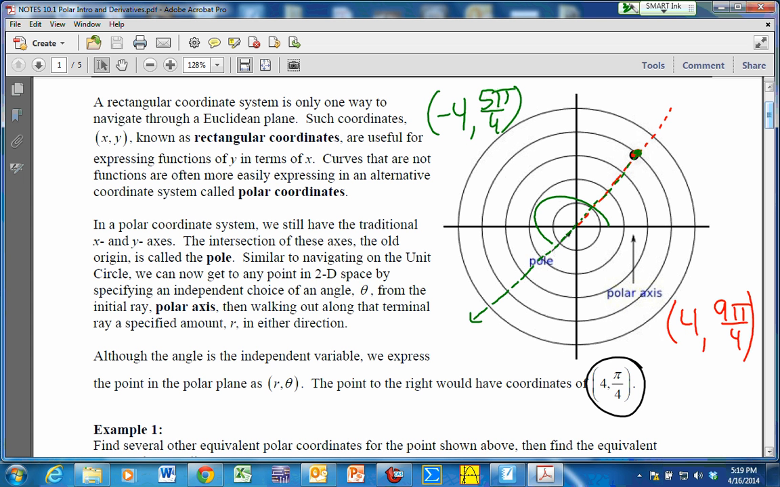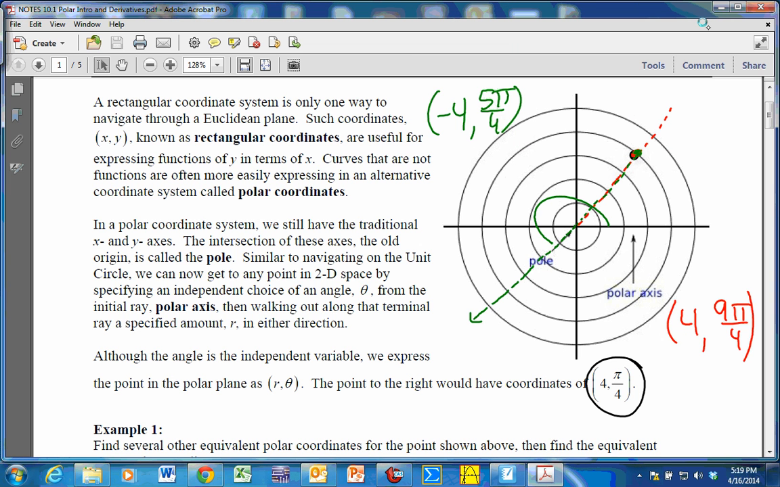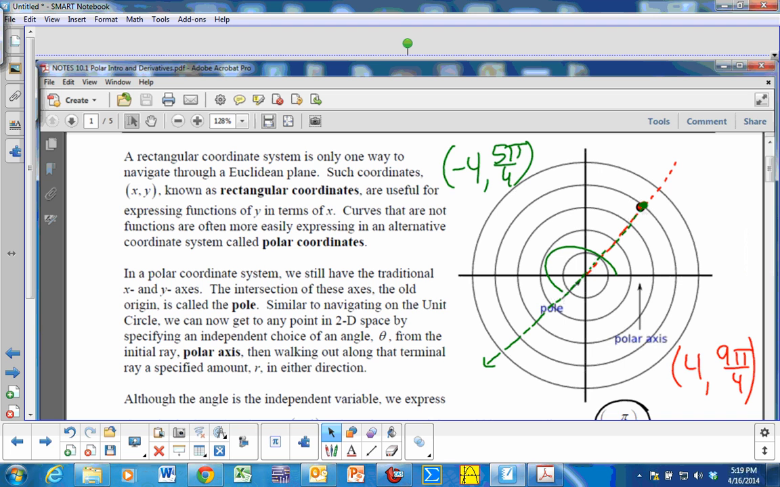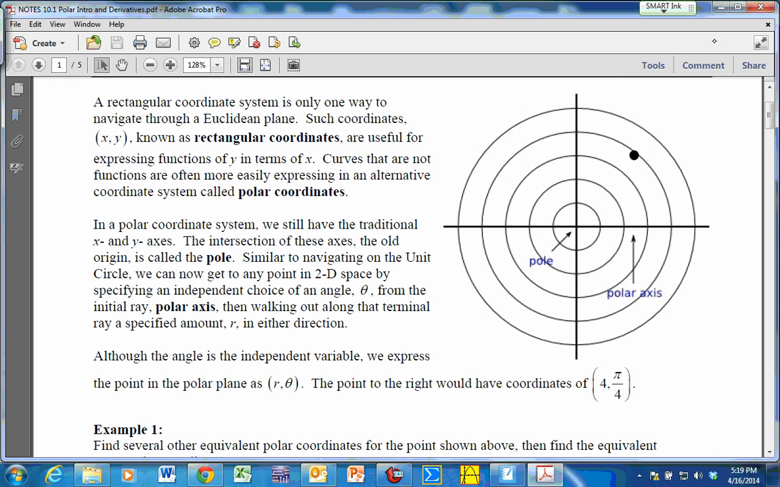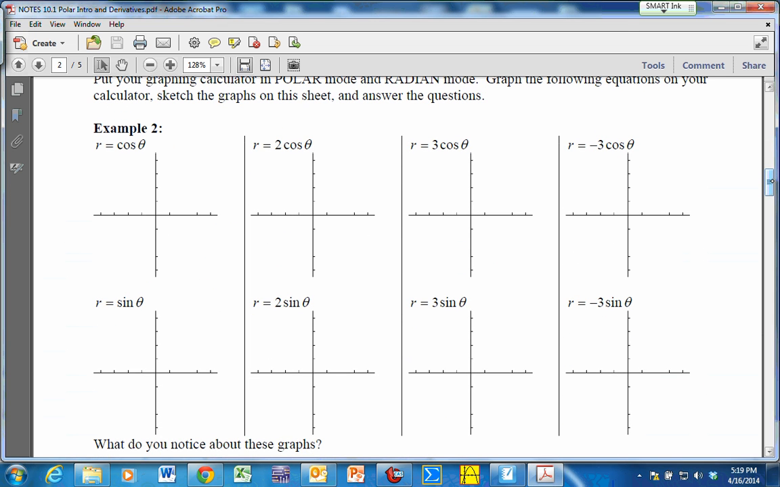So be sure you have your calculator. If you don't have your calculator, hit pause and get your calculator, because you're going to want to graph some things here. Let me get to the next page. So go ahead and turn over your notes to the next page. And we're going to talk about looking at some graphs.